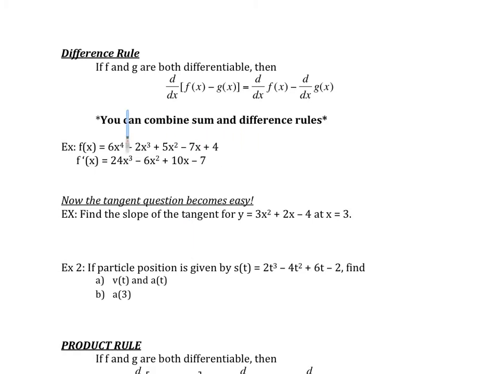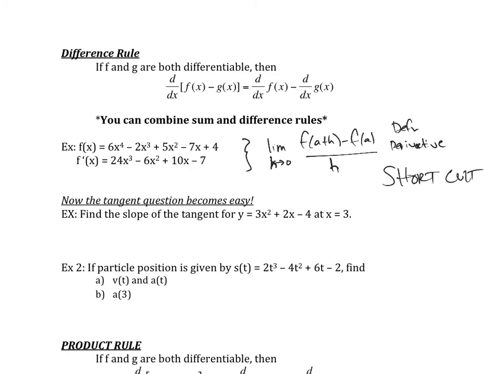So now we've learned how to take the derivative using the shortcut. What does all this mean? This means the limit as h goes to 0 of f of a plus h minus f of a, all over h. That's what this derivative is, right? This is the definition of a derivative. And now I've shown you a shortcut by using the power rule. So it makes all of these derivatives so much easier.